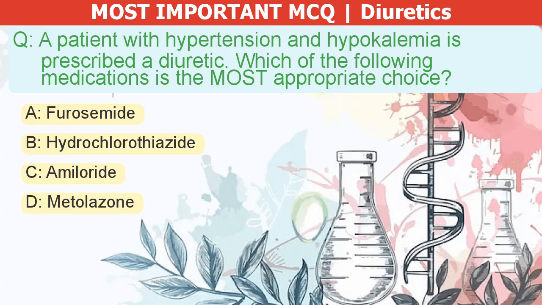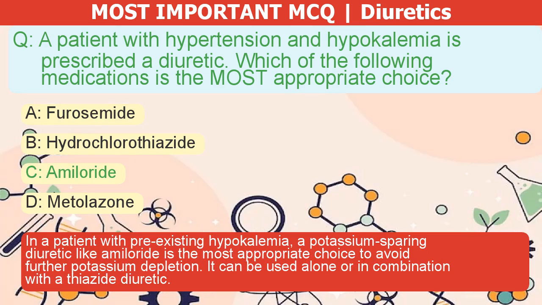A patient with hypertension and hyperkalemia is prescribed a diuretic. Which of the following medications is the most appropriate choice? A. Furosemide. B. Hydrochlorothiazide. C. Amiloride. D. Metolazone. The correct answer is C. In a patient with pre-existing hyperkalemia, a potassium-sparing diuretic like amiloride is the most appropriate choice to avoid further potassium depletion. It can be used alone or in combination with a thiazide diuretic.